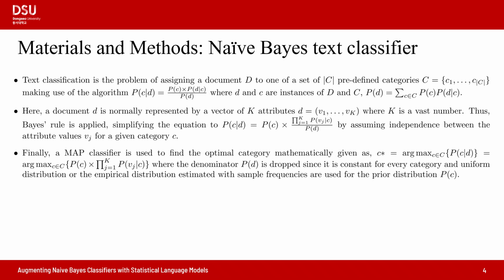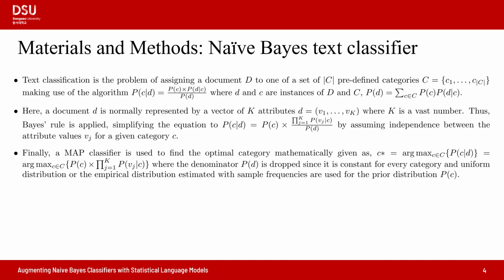Finally, MAP classifier, the maximizing, is used to find the optimal category mathematically, given as C star equal to argmax of category C belonging in capital C, the probability of C given D. So we're just maximizing the algorithm, which is equal to argmax of probability of C times the product of j equal to 1 to k, probability of Vj given C, where we drop the denominator because it is constant for every single category that we're trying to find the optimal category for. So that is dropped in the MAP classifier.